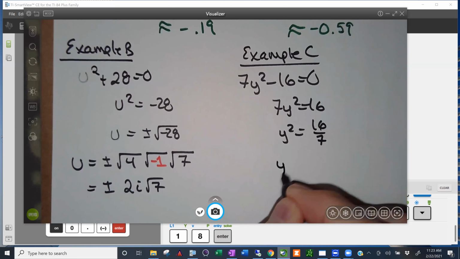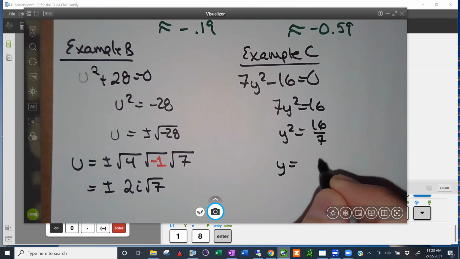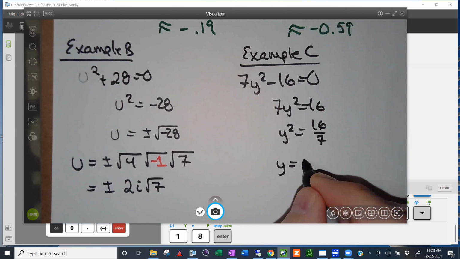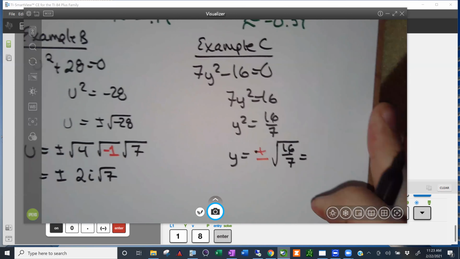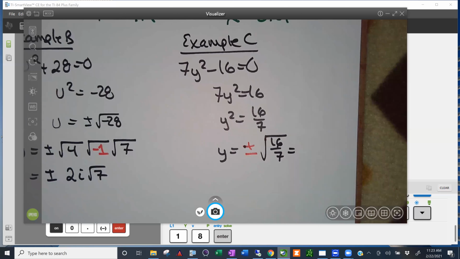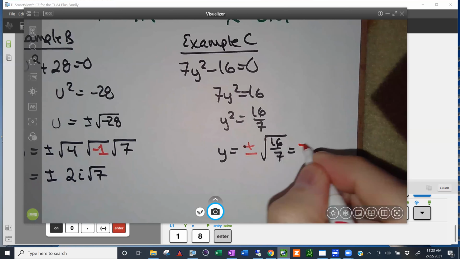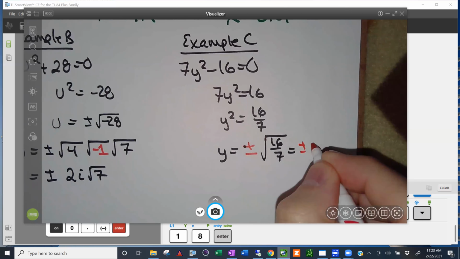Then I'll take the square root on both sides. But when I take the square root, you got to remember you need the plus or minus on the right-hand side. Plus or minus square root of 16 over 7. And I'm going to simplify that a little bit more. We'll do plus or minus square root of 16 divided by square root of 7.